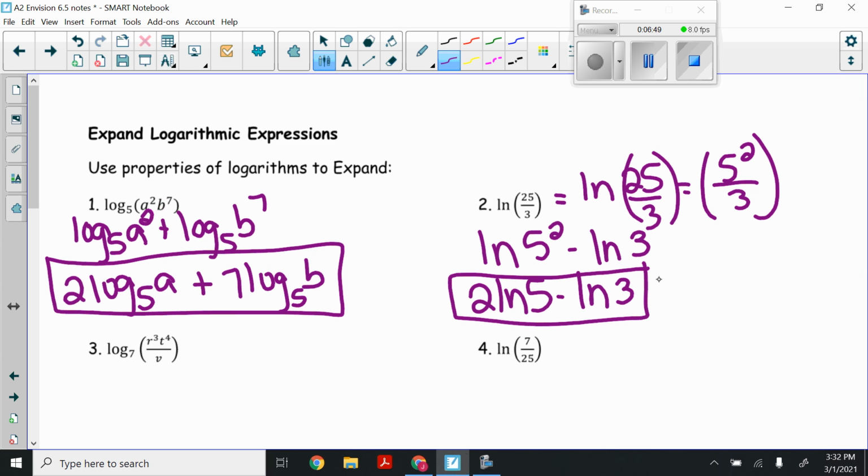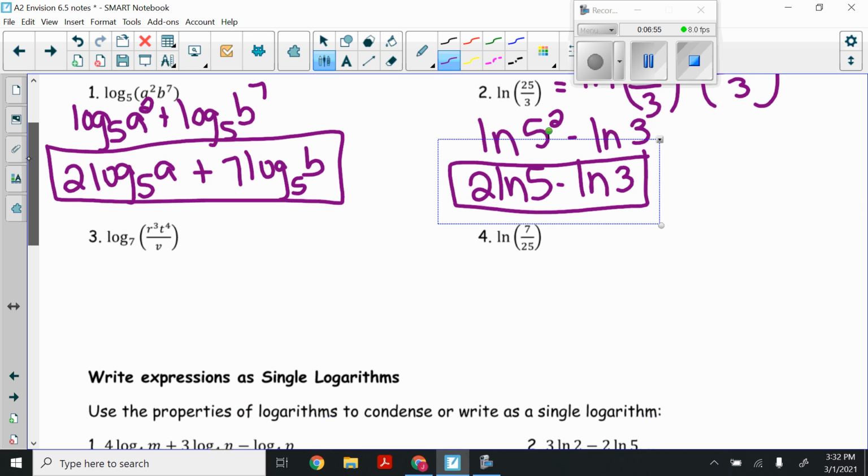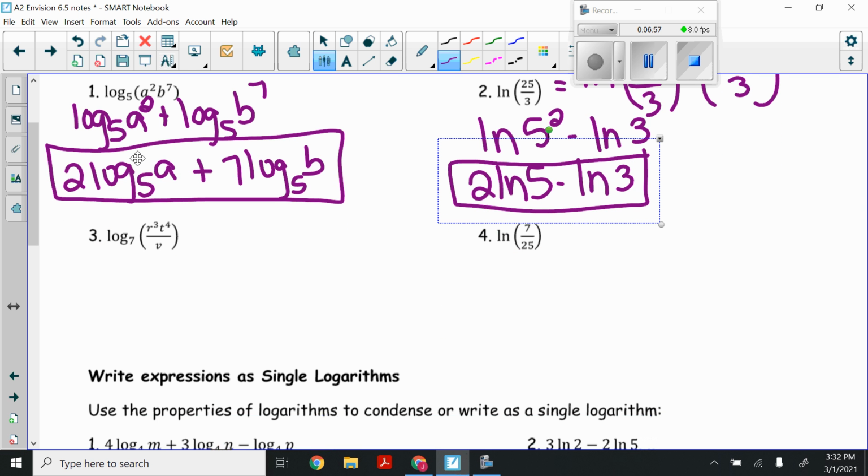Number 3, log base 7 of r cubed t to the 4th divided by v. I have 3 terms, so I'm going to have 3 logarithms. If we can do this all in one step, okay, let's try that. So now on top I have r times t, so I'm going to be adding those two. And then divided by means I'm going to subtract a logarithm. But I have exponents. Those exponents come out front.